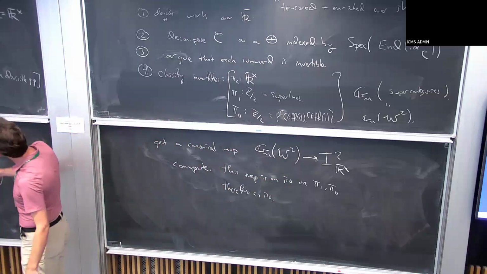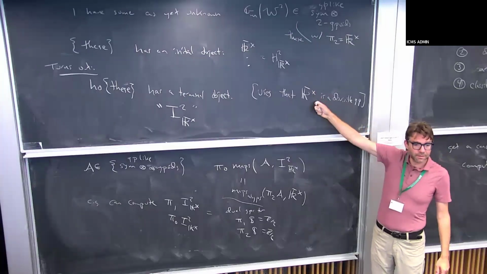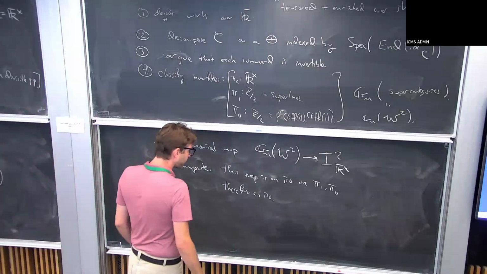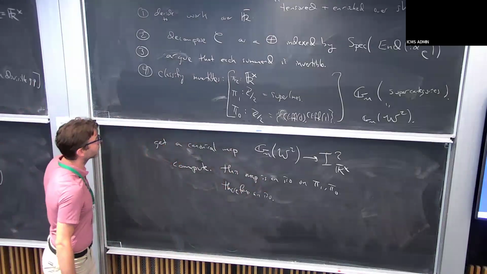And also this terminal object probably doesn't exist without a bar, because I do need this to be a divisible group for this terminal object to exist. So it's an iso. So actually, we even have a name for this cohomology.